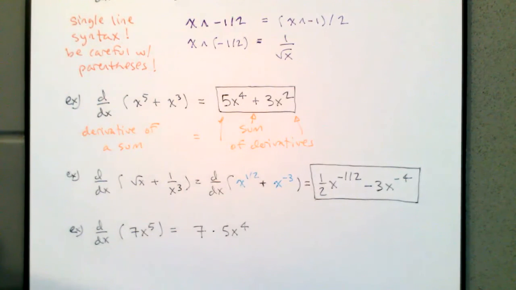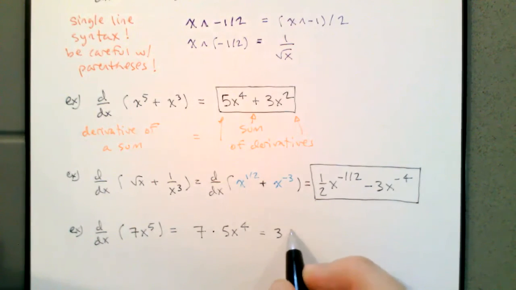What we might be guessing is that we just multiply the derivative of x to the 5th by 7, and you would totally be correct. The derivative of 7x to the 5th is 35x to the 4th.